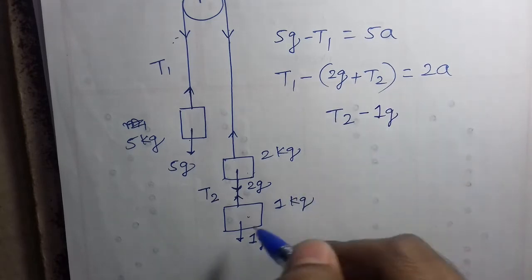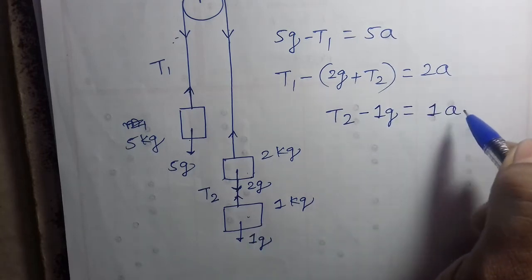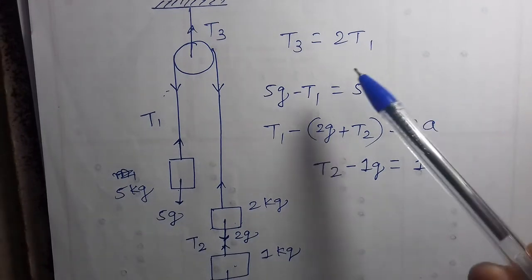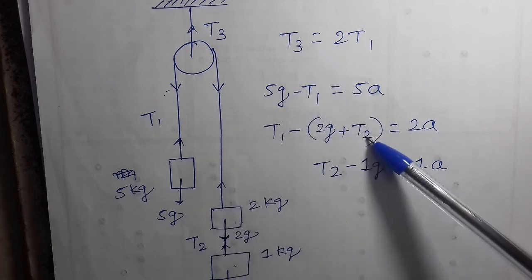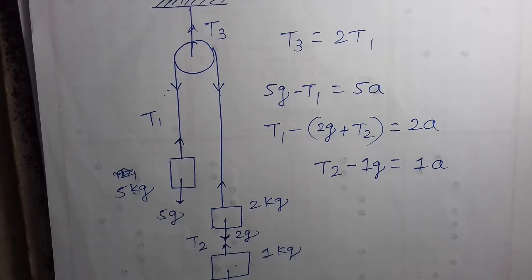So this is total force on 1 kg. Total force is equal to m into A. These are the equations. So how many equations? 4 equations. And how many variables? T1, T2, T3 and A, 4 variables. By solving this we can find out A and T.